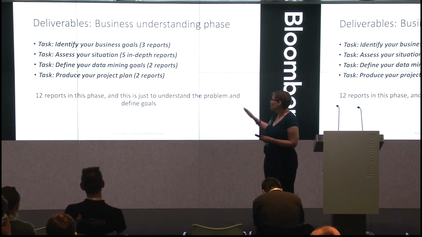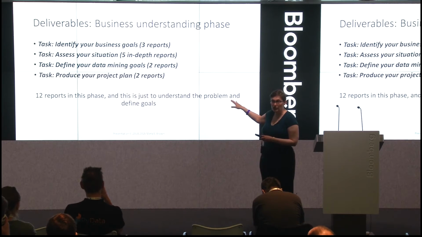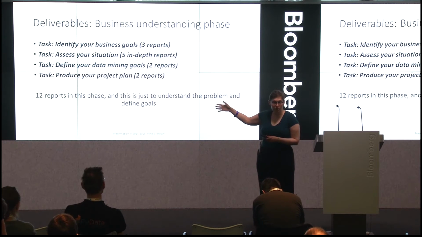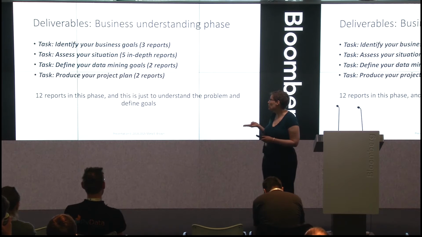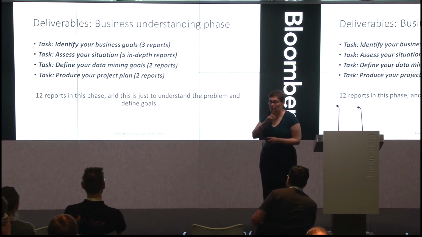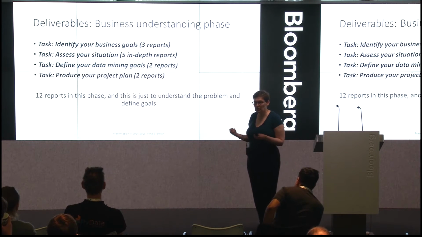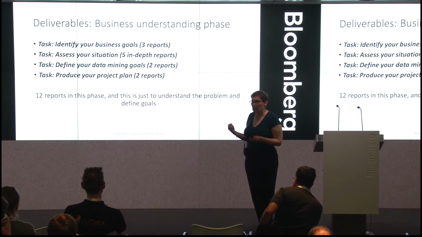And in fact, just for the business understanding phase, there are 12 deliverables. What you just saw was for the first task, there are 3. We can see that there are more in each task. Some of them are short, like the ones I've just described, but 5 are in-depth reports. So in fact, merely getting an understanding of the business problem that's good enough calls for you to do a lot of things.